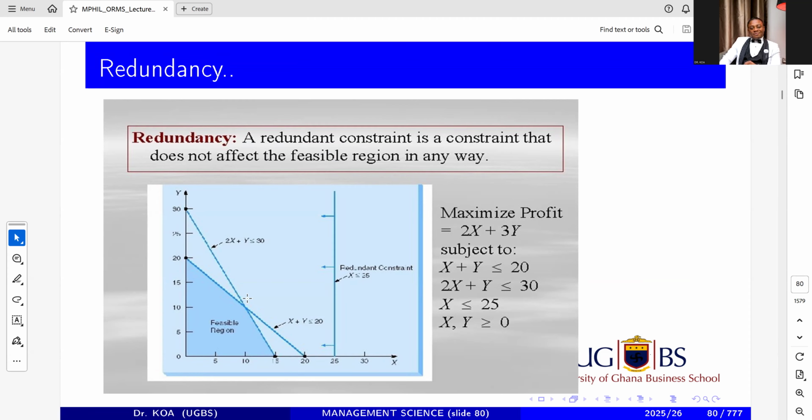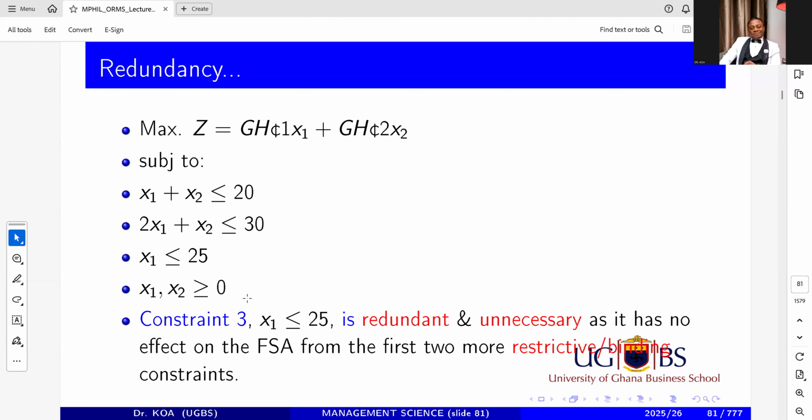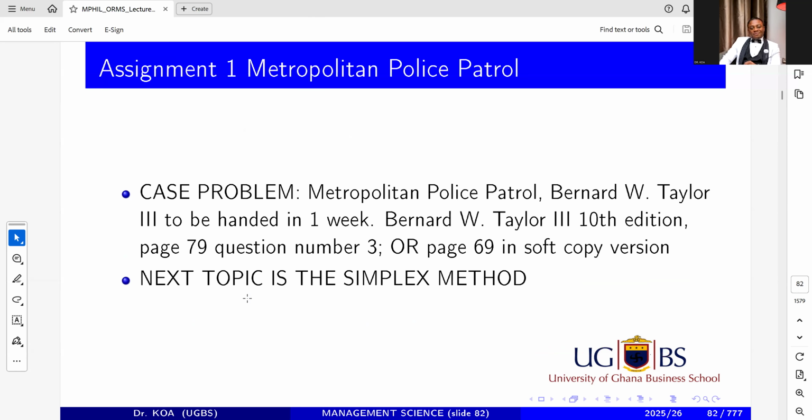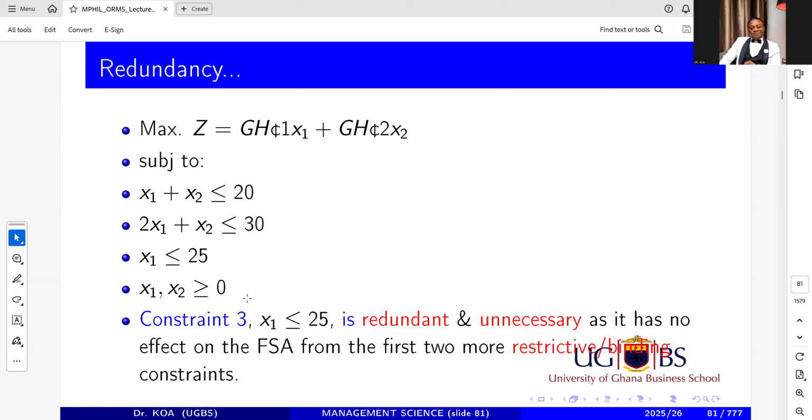So a redundant constraint is a constraint that does not affect the feasible solution in any way. Take note of that. It doesn't affect the feasible solution. So you can safely delete it. So do not be confused about the infeasibility part and that of the redundancy. So that's it. Okay. That is all about the irregular types of linear programming. Any question?